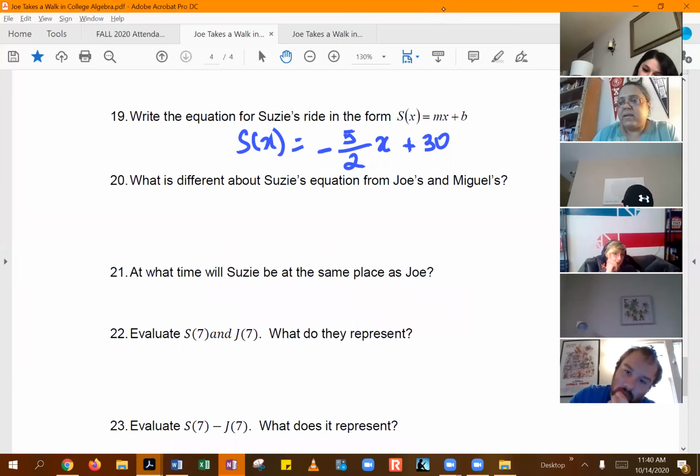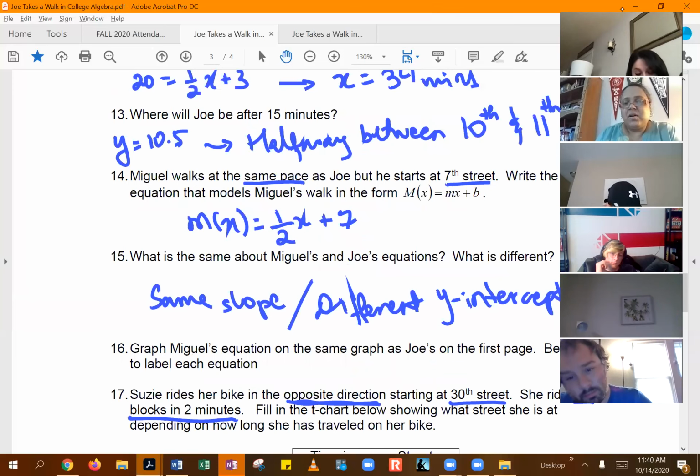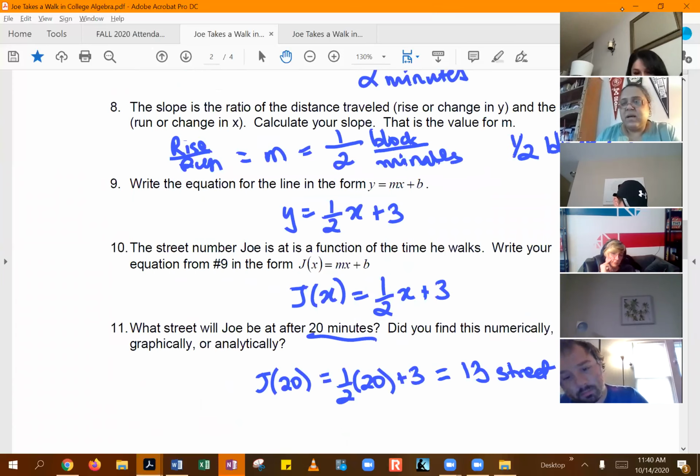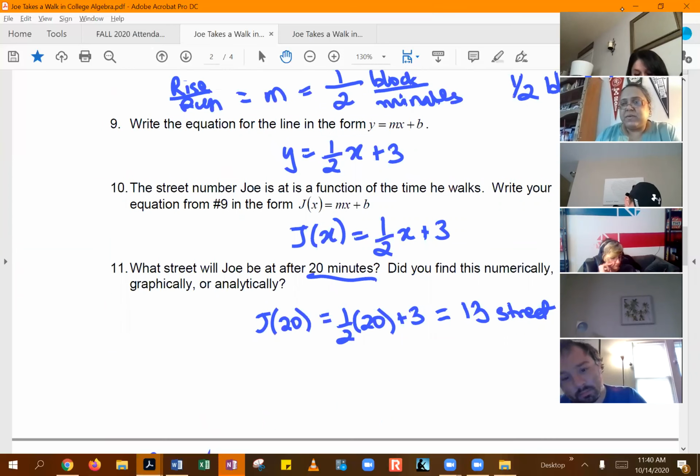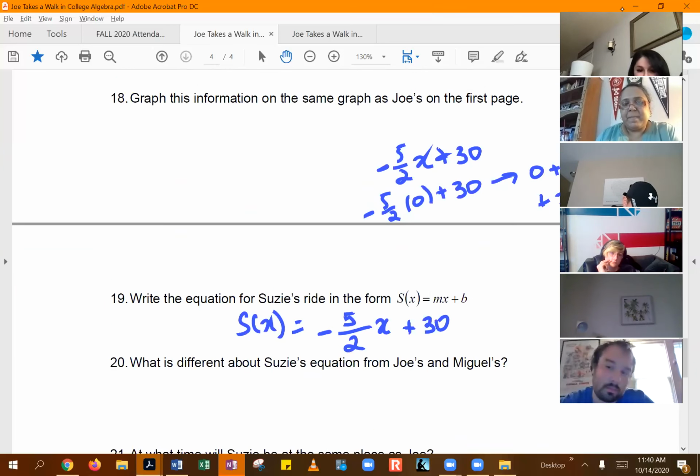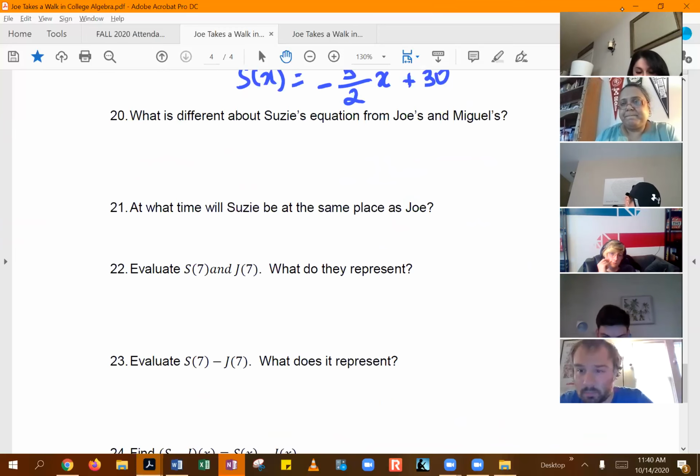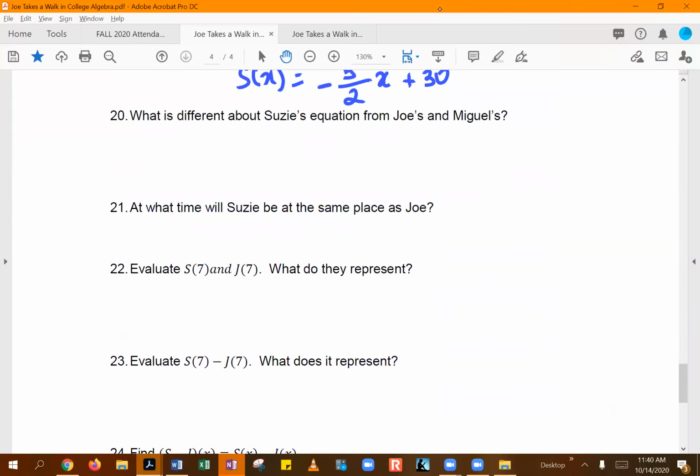Okay, so again, they're asking us to talk about what is different about Susie's equation compared to Joe and Miguel's. So what differences are you noticing between Susie's equation here and the equations we had for Miguel, which was 1/2 x plus 7, and of course Joe was 1/2 x plus 3? Slope and starting point. Yeah, both of them are different. Very nice.